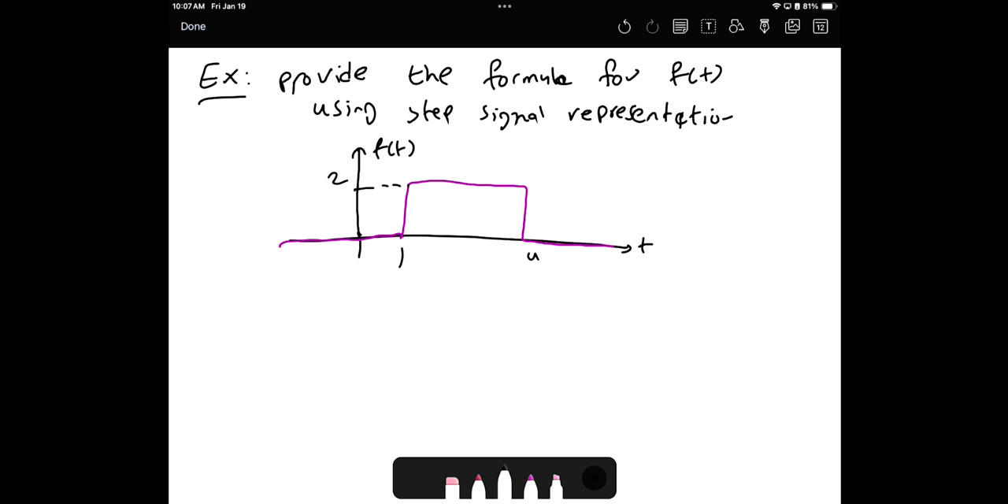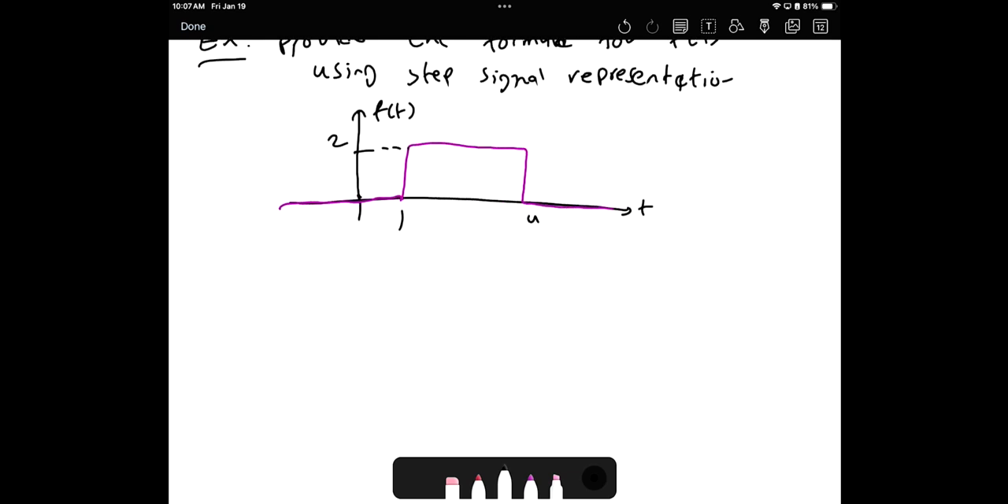I need to find the function or the formula that gives this signal, and I need to use u of t. So by looking at this, let's think about it. In order to make u of t, let's look at t equals 1, where there will be some action. That action means switch on. So we need to switch on at t equals 1 second, with magnitude 2.